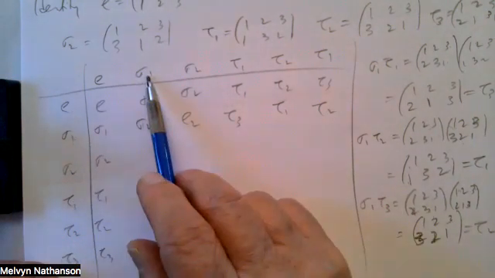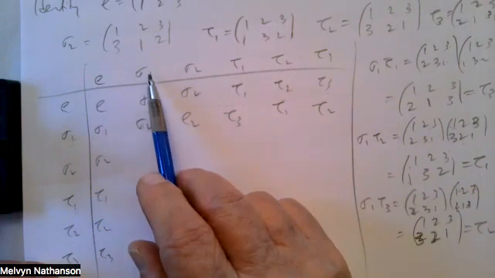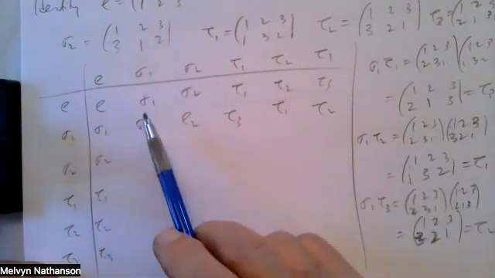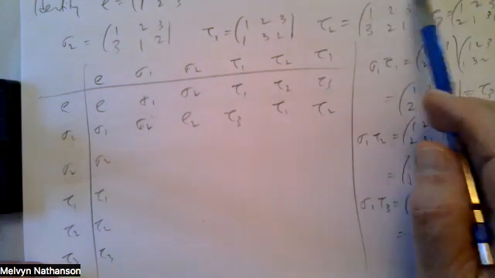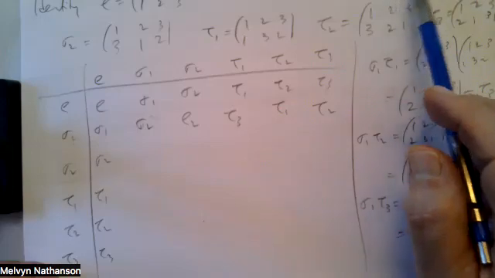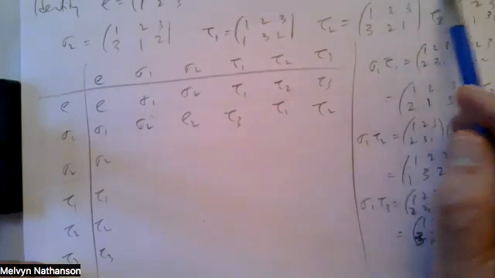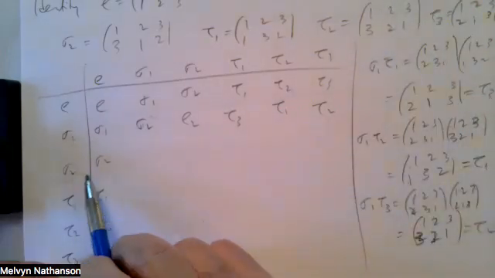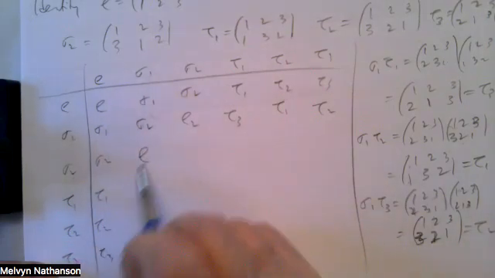What's sigma 2 times sigma 1? I could work it out like this, but again, sigma 1 rotates once around the triangle, followed by sigma 2, which is a double rotation. So when you move 3 steps, everything comes back where it starts. So sigma 2 sigma 1 is the identity.